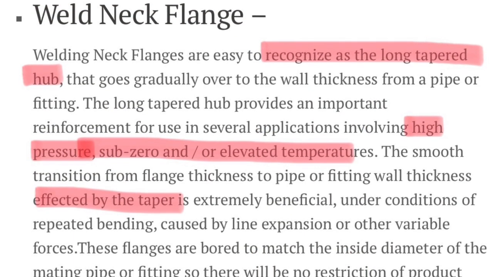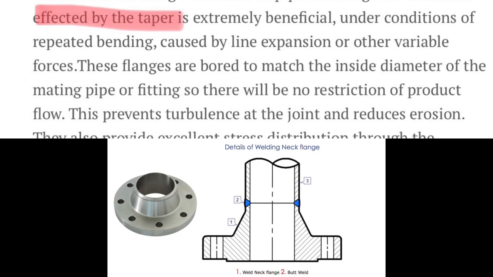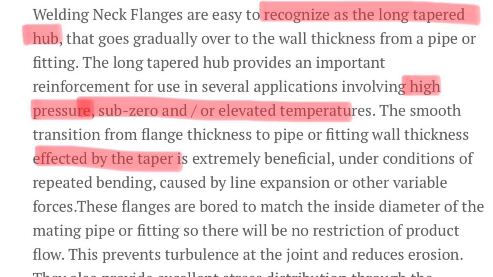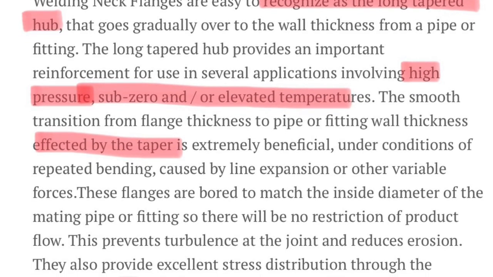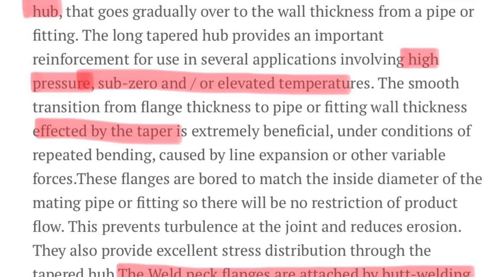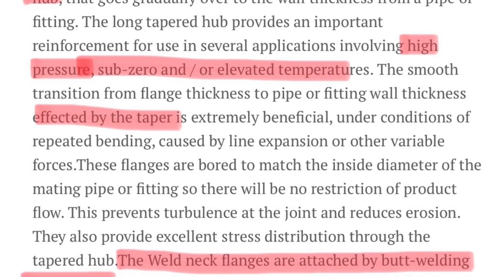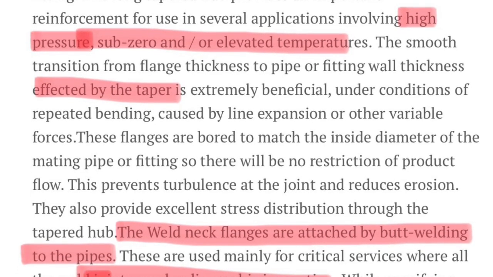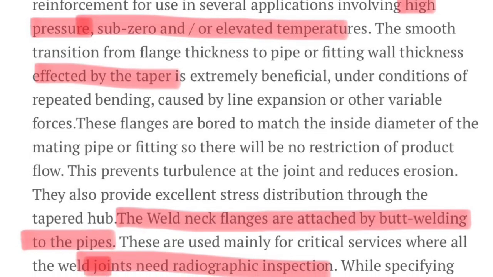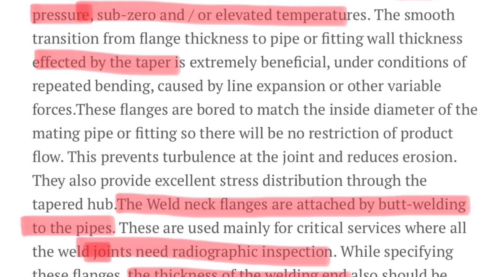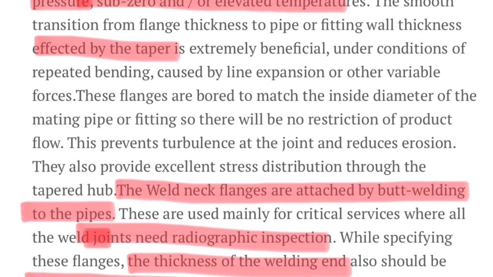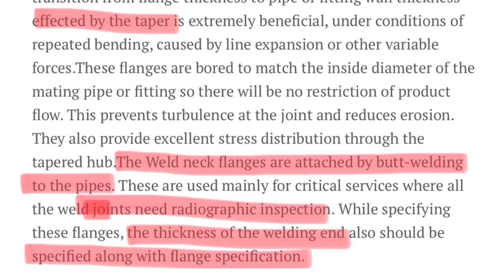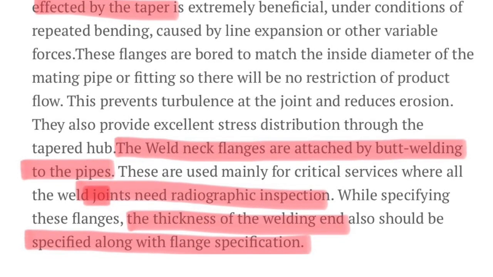The second one is welding neck flanges. This is easily recognizable by its long tapered hub. This is normally used for high pressure and high temperature applications. These flanges are bored to match the inside diameter of the mating pipe or fitting, so there will be no restriction of product flow. This prevents turbulence at the joint and reduces erosion. Since weld neck flanges are connected by means of a butt joint with the piping, radiographic inspection of the joint is possible in some critical applications. And during purchase of weld neck flanges, the thickness of the connecting pipe should be mentioned.